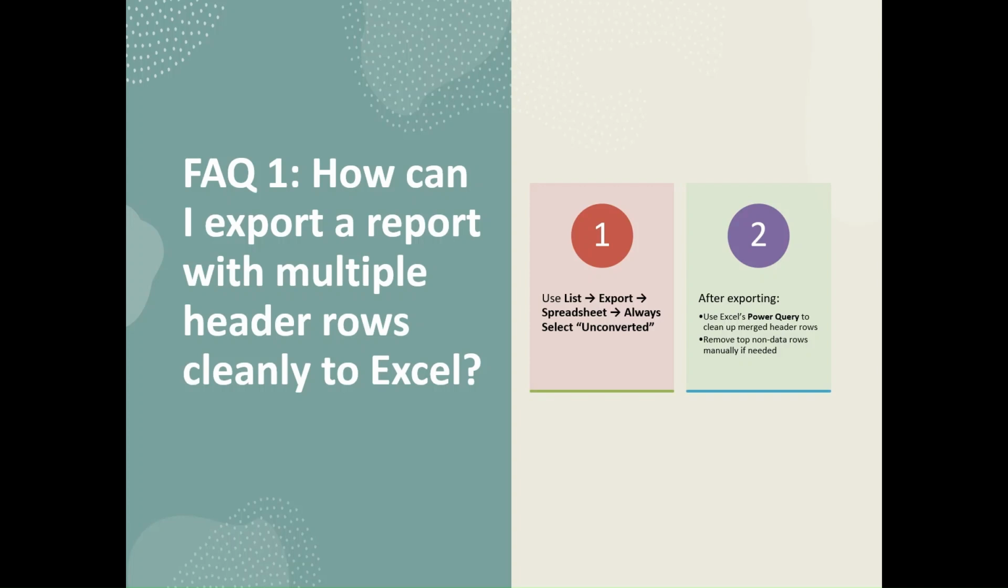So now we will go to some very common frequently asked questions, and we will be answering these very briefly. Number one question is, how can I export a report with multiple header rows cleanly to Excel? You have to go to list, export, then spreadsheet, and then always select unconverted. In this way you will get clean data in Excel. Another method is, once you export this data, you can use Excel's Power Query to clean up merged header rows or remove top non-data rows manually if needed. Or simply, you can select the unconverted option when you go to list and export.